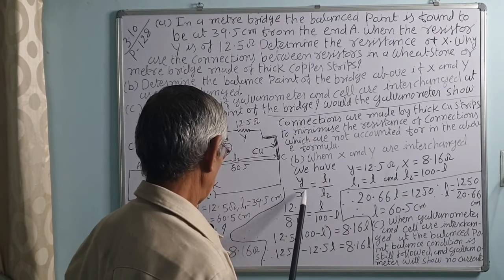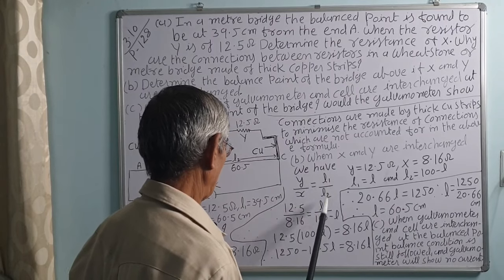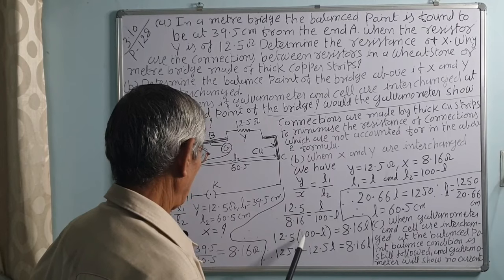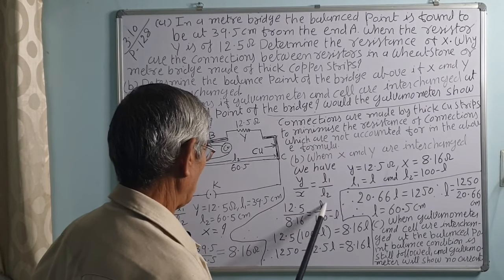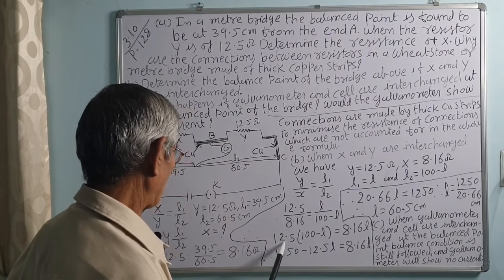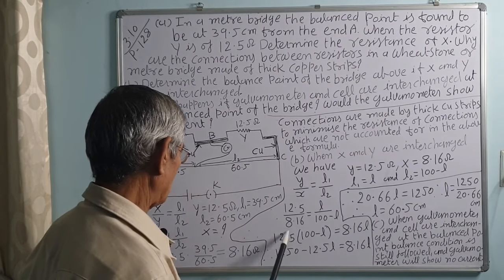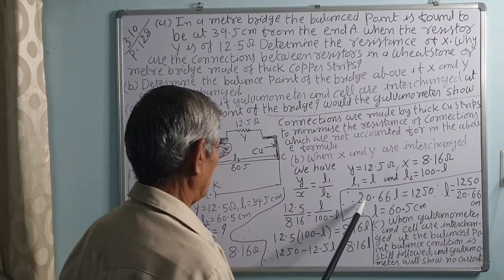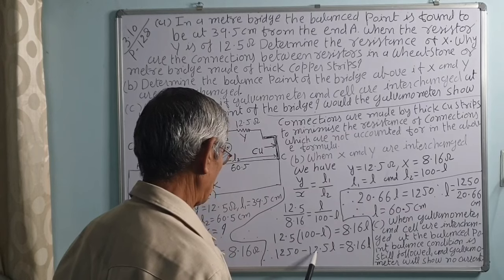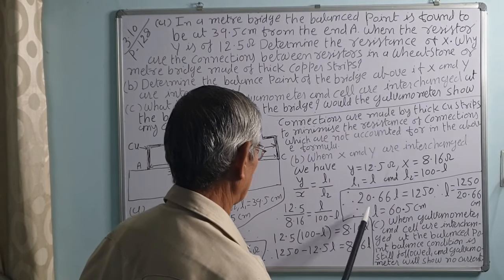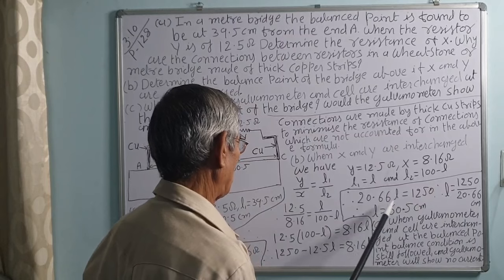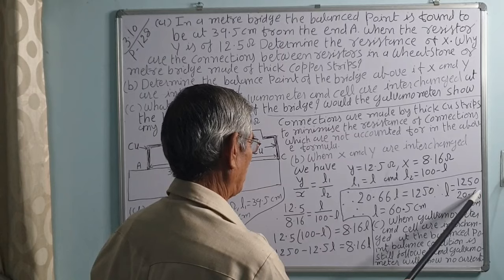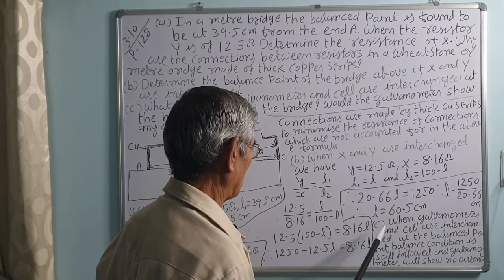So 12.5 upon 8.16 is equal to L upon 100 minus L. So cross multiplication, 12.5 into 100 minus L is equal to 8.16 L. Therefore 1250 minus 12.5 L is equal to 8.16 L. Therefore, taking this on this side, plus, that is 12.5 plus 8.16, that is 20.66 L is equal to 1250. So L is equal to 1250 divided by 20.66. So L is equal to 60.5 centimeter.